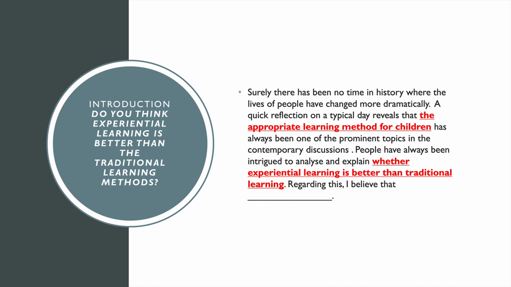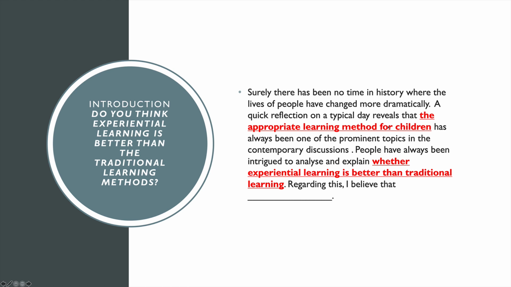The first information I've used here, which is the appropriate learning method for children, this one I got from the question itself. This is actually the topic of this question. If you look at the question carefully, you see, do you think experiential learning is better than the traditional learning method? So that means they are comparing one type of learning with another type of learning. That means they are asking you which learning method is better. So that is the topic, and that's what I have written here. Now the question is which type of learning is better. That means whether experiential learning is better than traditional learning.